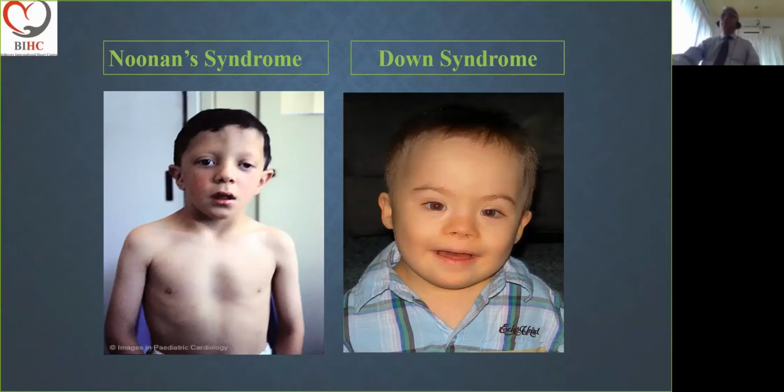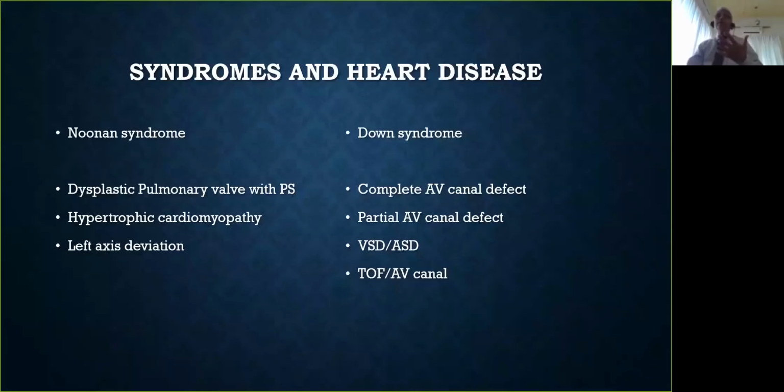Similarly, Noonan's and Down. In Noonan, the associated cardiac lesion is pulmonary stenosis. Unlike the conventional PS, the valve is dysplastic. There may be a hypertrophic cardiomyopathy as another association, or the ECG may show a left axis deviation. And in Down syndrome, you know that complete AV canal defect is the characteristic defect. Even a partial AV canal could occur. But remember, many Downs may have simple lesions like a VSD, ASD, or it may have a tetralogy. That tetralogy may have AV canal as the VSD.